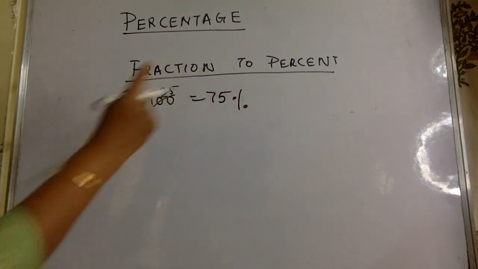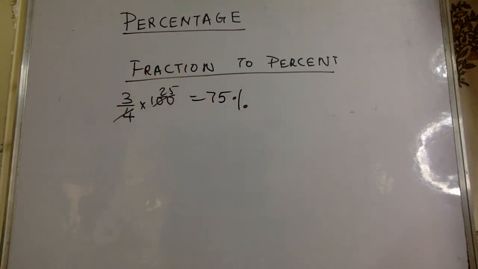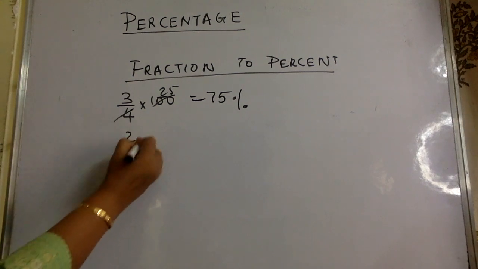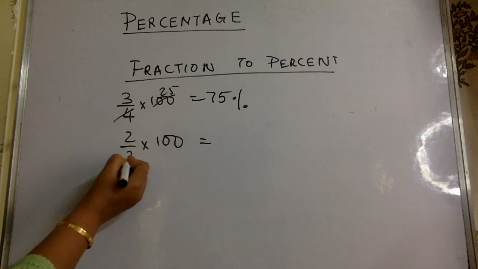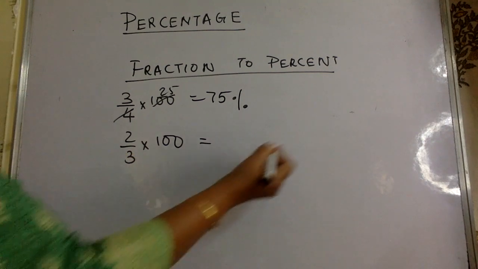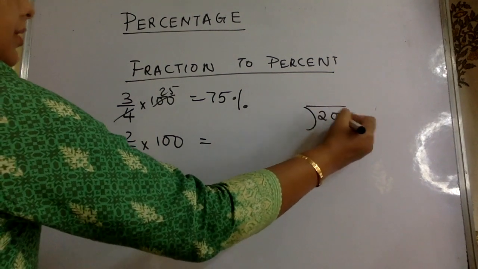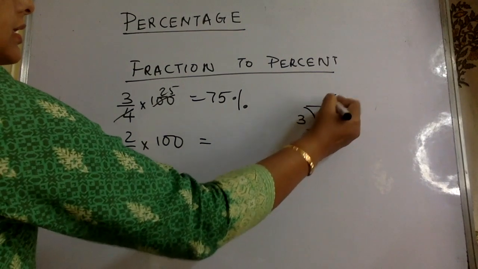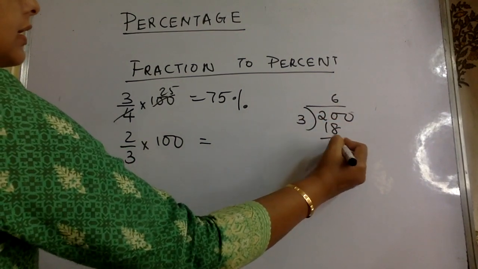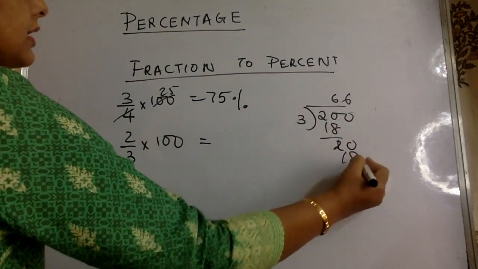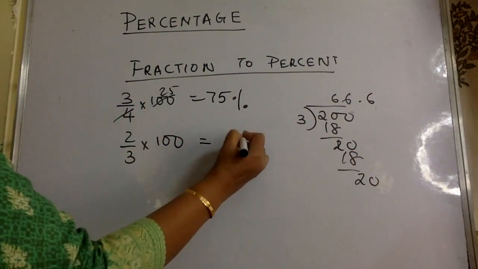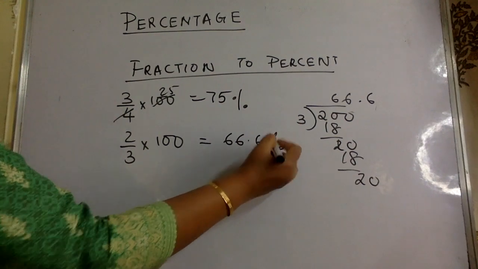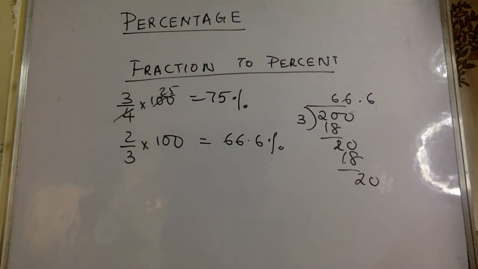Now this is the sign of percentage. Then 2/3: again multiply with 100. So you have to divide 200 by 3, that is 6, 18, and then again 6, 18 and 20. So this is 66.6%. This is a recurring decimal, it's going to go on and on.